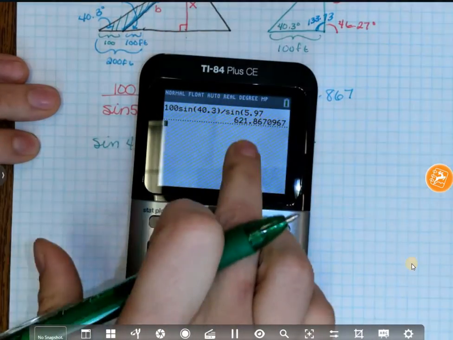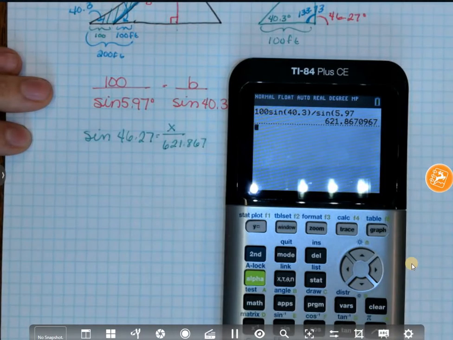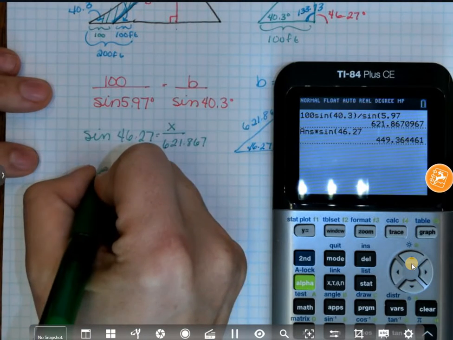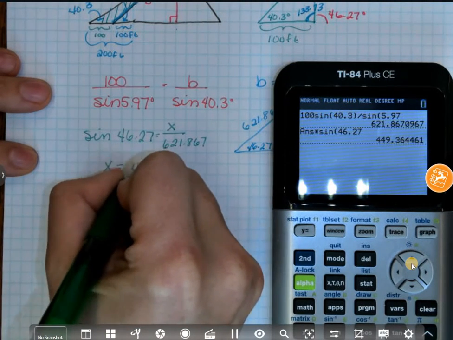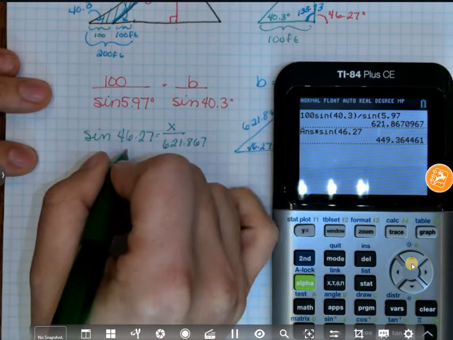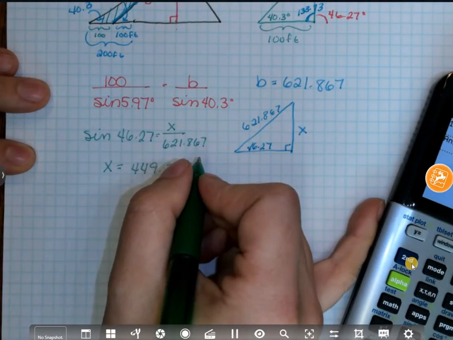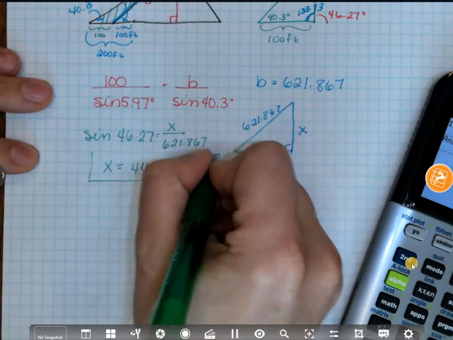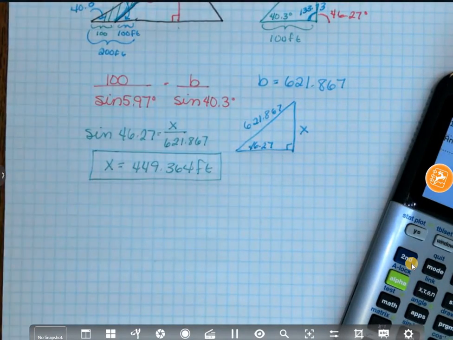So I'm going to take that number, which is still in my calculator, and times that by the sine of 46.27. And so my final answer here for the height of my pyramid is 449.364. And my label here was feet. Feet. Words in the problem, some kind of a word or something in the answer.